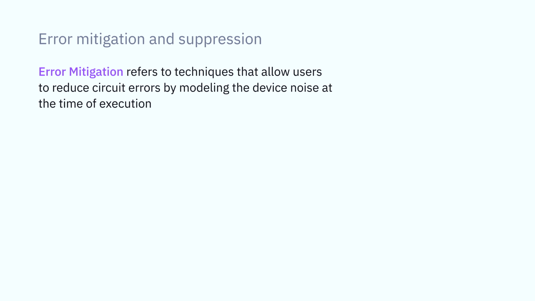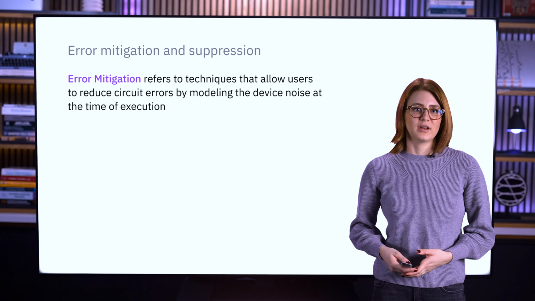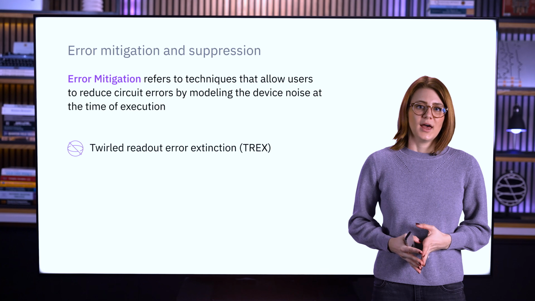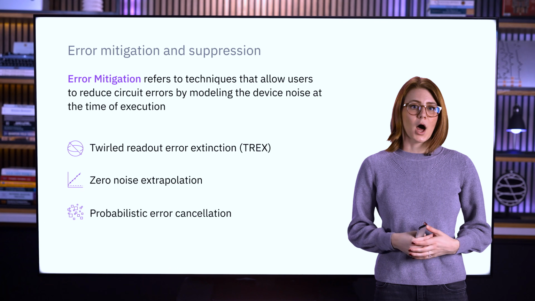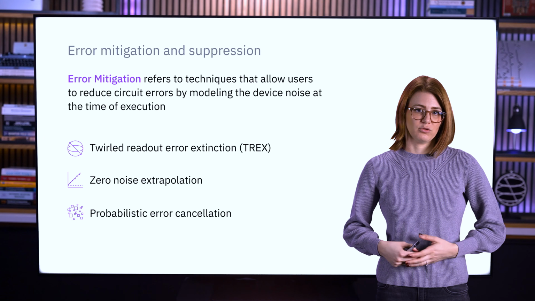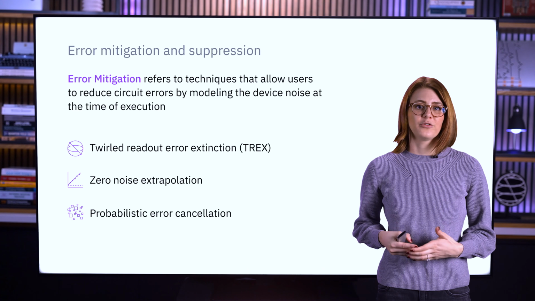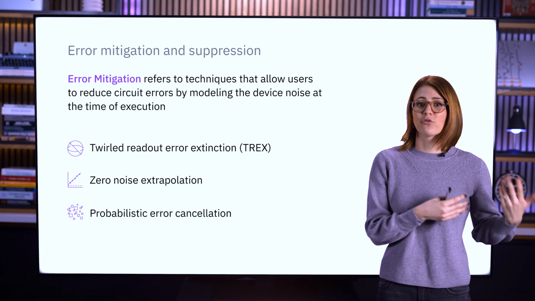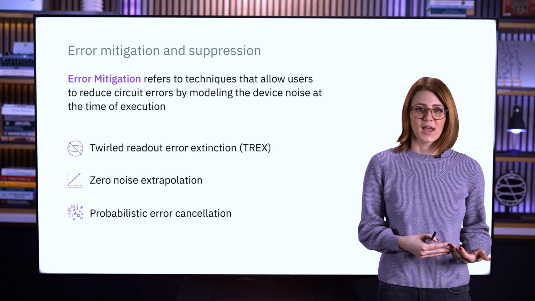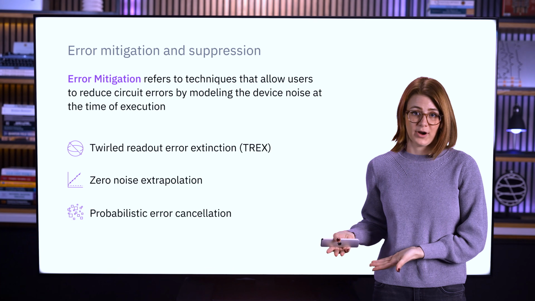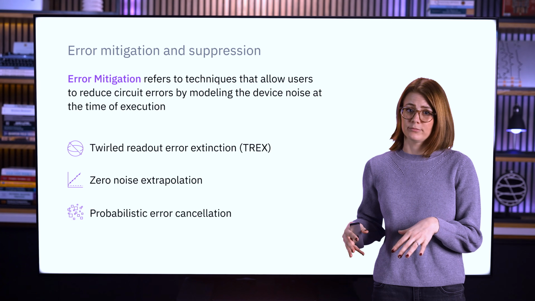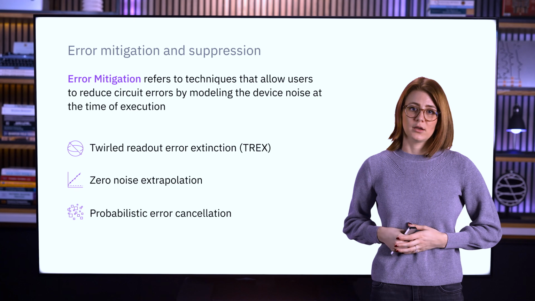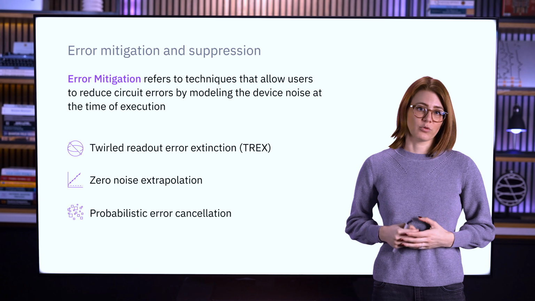And running under the hood of the primitives are the techniques called error mitigation. Error mitigation is an umbrella term for all of this, and it basically refers to the techniques that allow us to reduce circuit errors by modeling the device noise at the time of execution. Typically, this results in quantum pre-processing overhead related to the model training and classical post-processing overhead to mitigate errors in the raw results by using a generated model. But in exchange for this overhead, we're able to get much more accurate results.